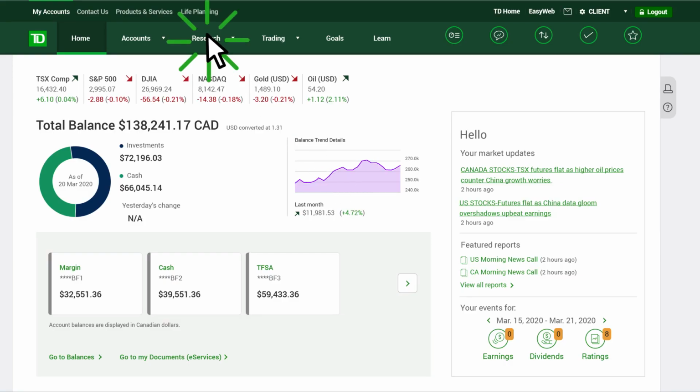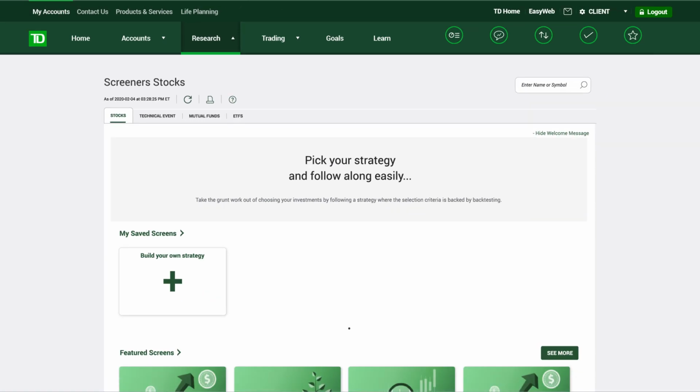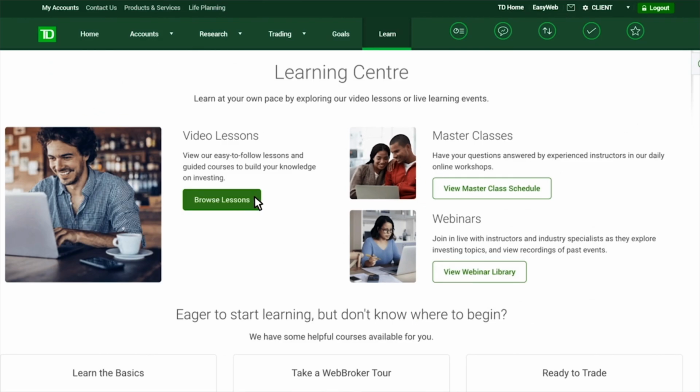For example, screener tools allow a trader to look for stocks based on their own criteria. This can be used to create a watch list to make charting and monitoring the stocks easier. To learn more about screener tools, watch lists, and charts on WebBroker, check out our lessons in the Learning Center.